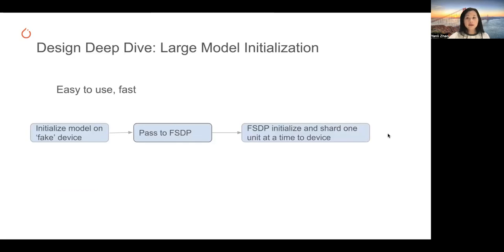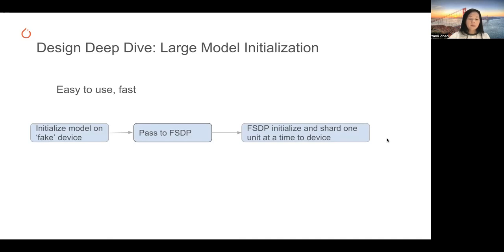Let's deep dive into its design. The first one is large model initialization. PyTorch traditionally requires the full materialization of the entire model instance on one device or host memory. It's very challenging to initialize a model that cannot fit in the device or even CPU memory.